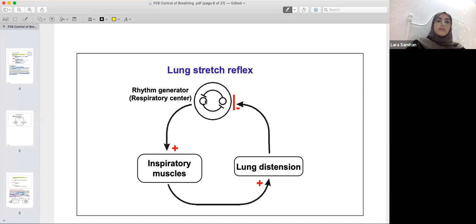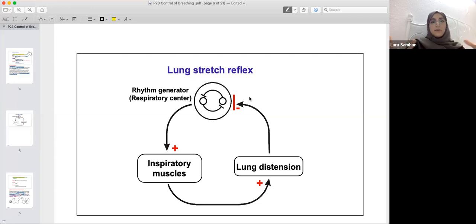So this is a stop. Let's have a scenario: a person is inspiring, and then the inspiration won't continue to infinity. It should stop. So once we have the normal lung distension that's required for having the exchange and for having everything normally, this inspiration should terminate.